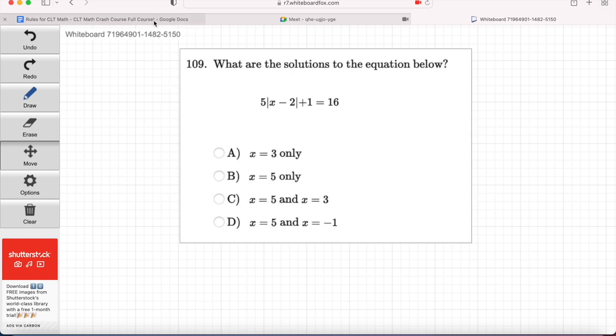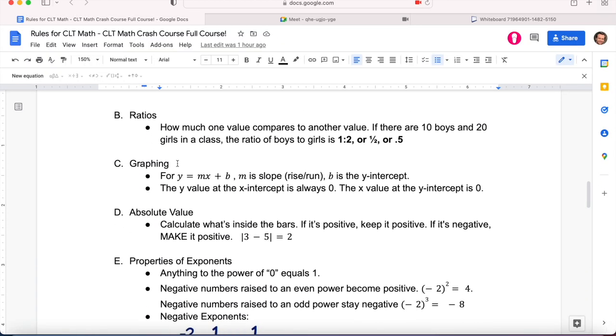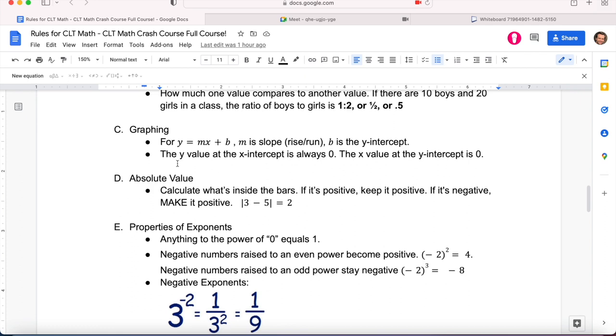So I'm going to go to that real quick. And let's see, which concept is that? That's basic concept D. Do you see that? Yes. Absolute value. Go ahead and read that for us. I know you know what it is, but for anybody watching the recording that isn't familiar with absolute value, this will be helpful. Okay. Calculate what's inside the bars. If it's positive, keep it positive. If it's negative, make it positive. Excellent.